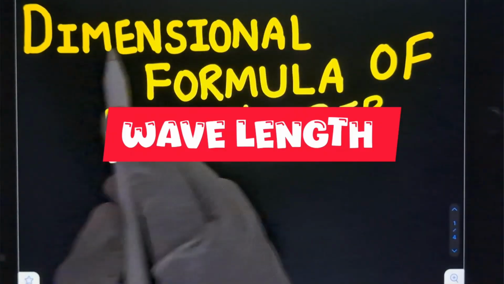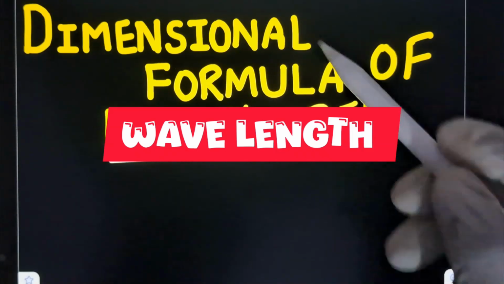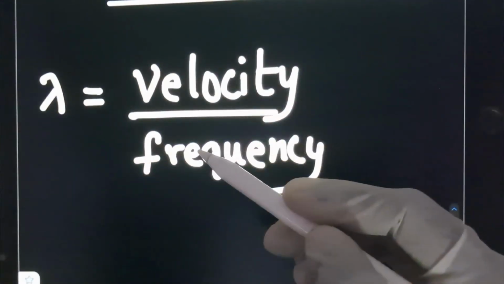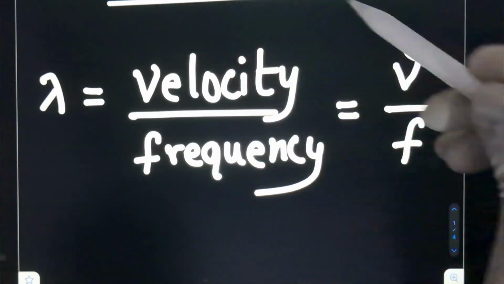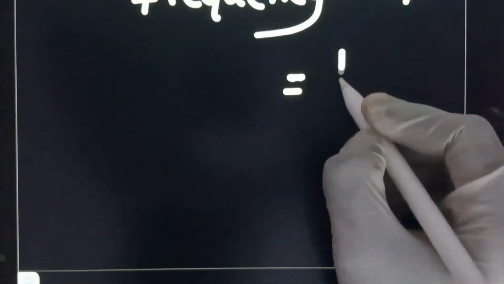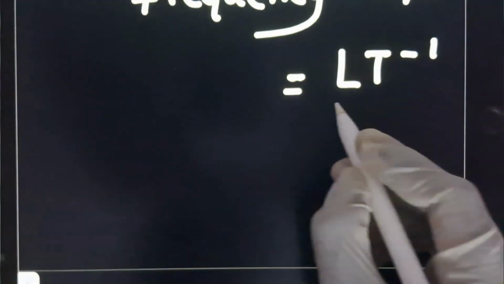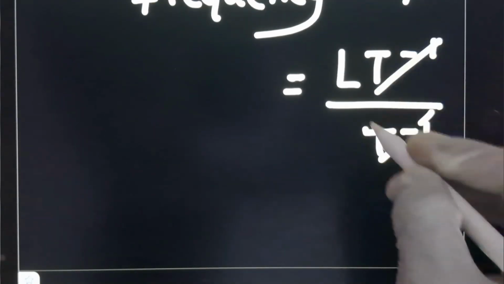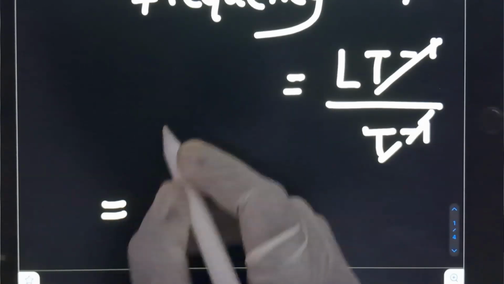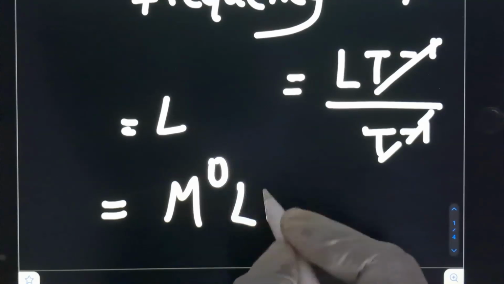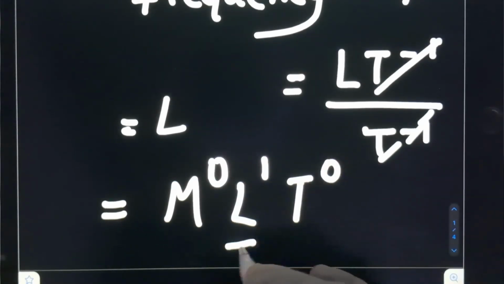To find the dimensional formula of wavelength. Wavelength is denoted by the symbol lambda. So lambda is equal to velocity by frequency. We know that velocity is denoted as v and frequency as f. So the velocity dimensional formula is L^1 T^-1 and frequency is the inverse of time period, T^-1. T^-1 and T^-1 get cancelled. We have only L^1. So M^0 L^1 T^0 is the dimensional formula of wavelength.